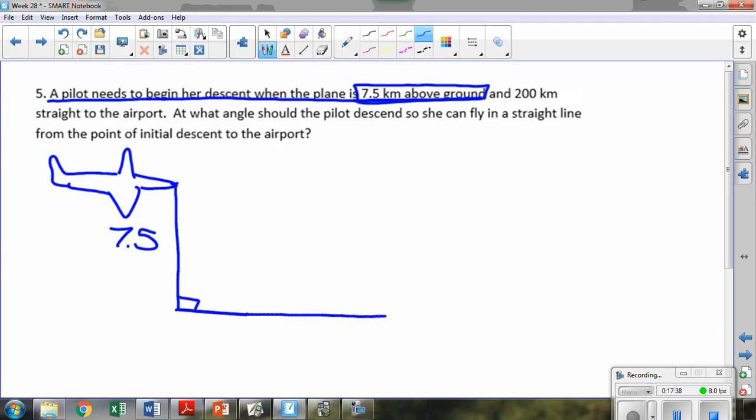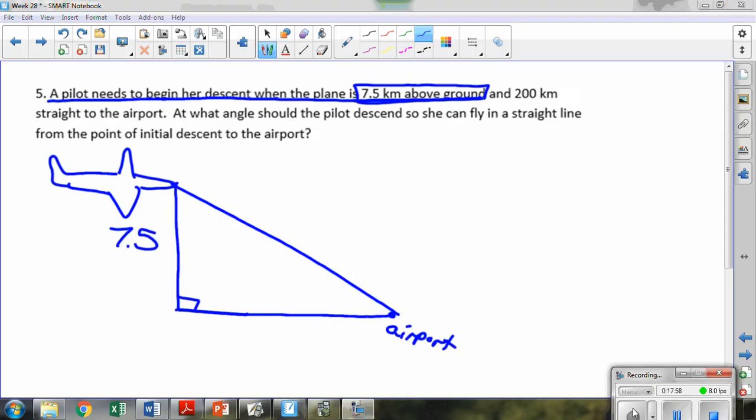And so we could go over and note at some point they've got to land at an airport. So we'll put it together and say, voila, we have a right triangle. Continue the problem. The next piece tells us it's 200 kilometers straight to the airport. Where would that go? 200 kilometers straight from the pilot to the airport. Yeah, that's the hypotenuse.